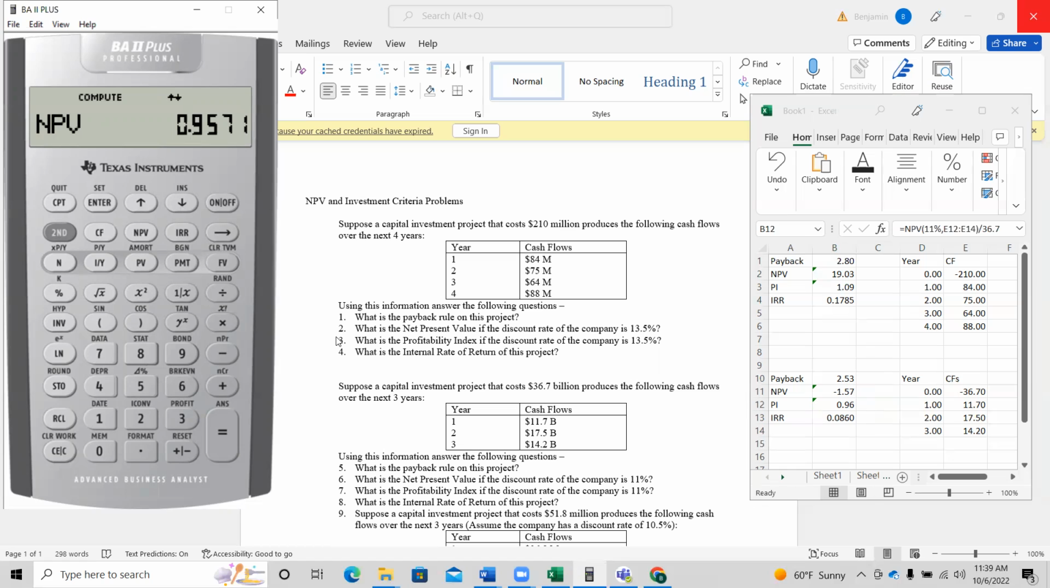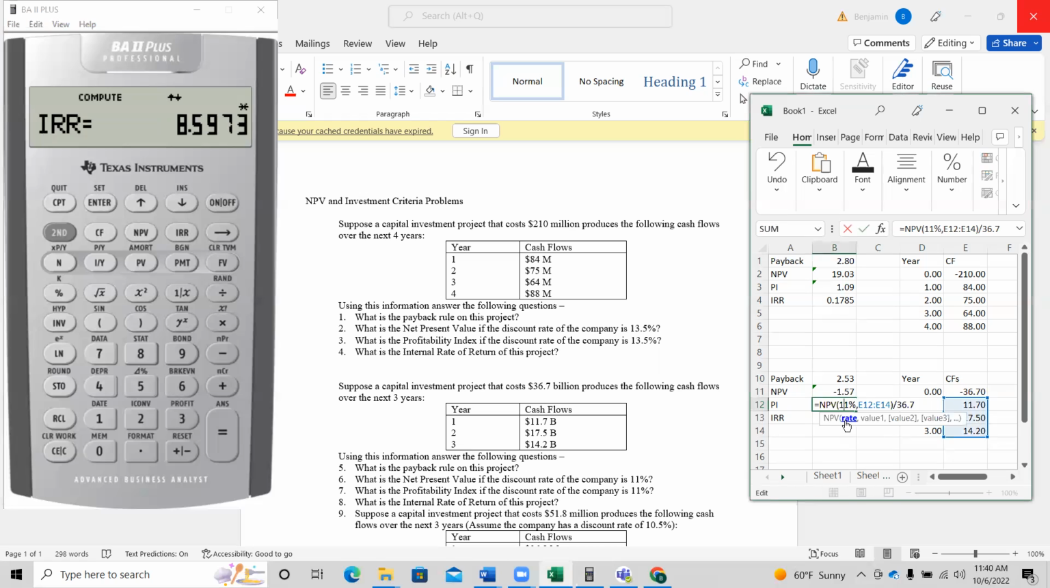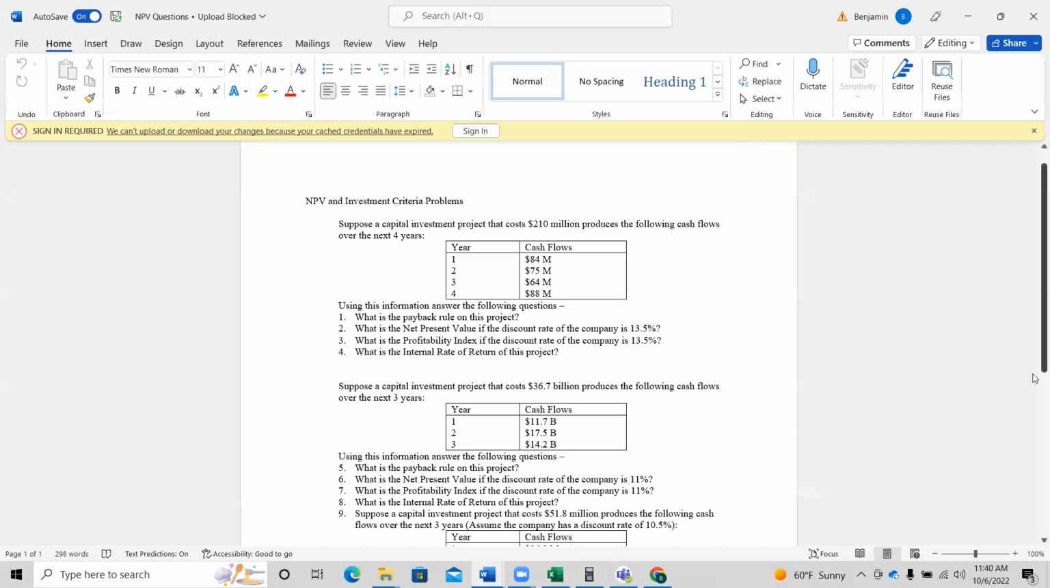Okay. To solve for IRR, I simply click IRR. My cash flows have been entered in correctly. Click IRR and hit compute. And I get an IRR of 8.597, rounded to be 8.6%. Okay, so that's how we do problem 2. Let's go ahead and finish this off and calculate the last problem here.